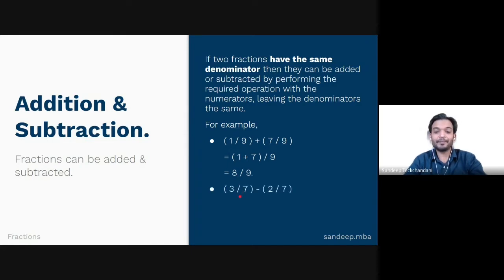Another example, 3 upon 7 minus 2 upon 7 has the same denominator, 7. Therefore, I can subtract their numerators. That is, in the next step, I'll write 3 minus 2 upon 7, and we know that 3 minus 2 is 1. Therefore, our answer will be 1 upon 7.